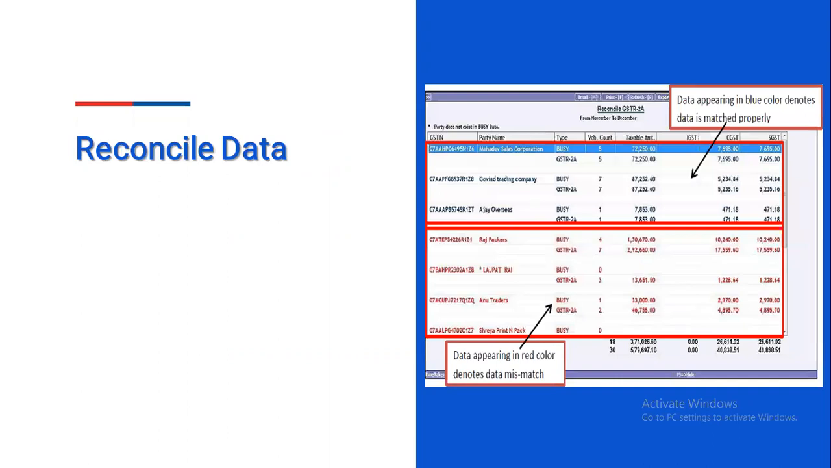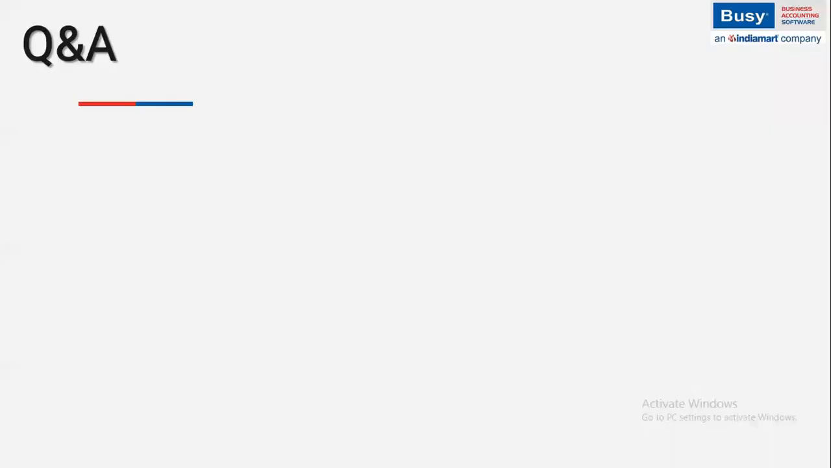Here you can see the reconciliation of the data window. In this window, the particular mismatched data will be shown in red color, and matched data will be shown in blue color. So this is the reconciliation window. If you find any kind of mismatches, then you can correct the mismatched entries. Then once again, you can reconcile the data. Okay, so this is the reconciliation.